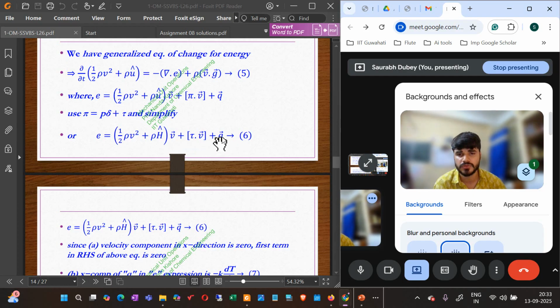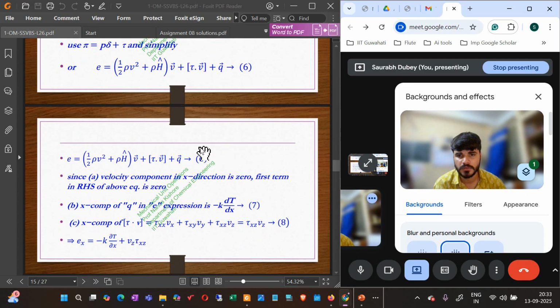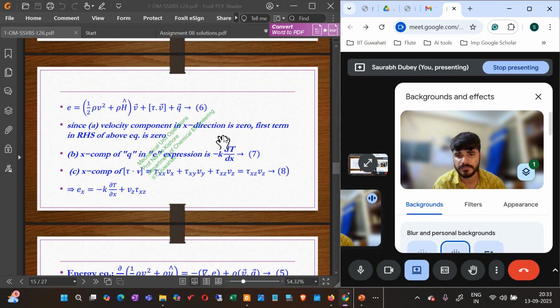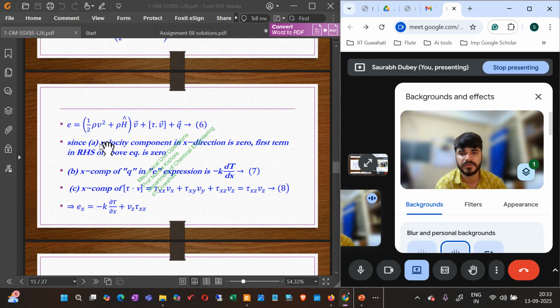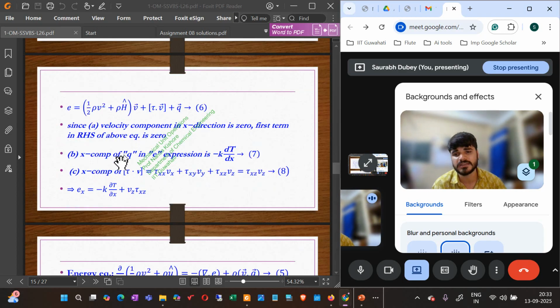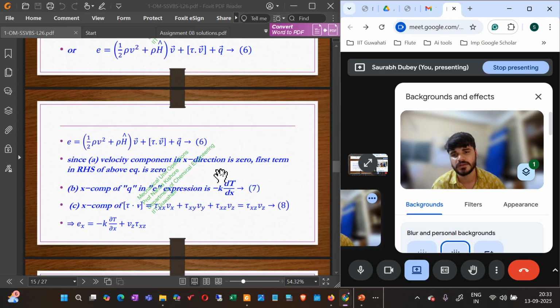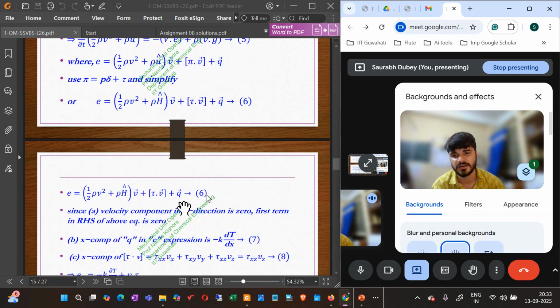Okay, so once you do these simplifications, since the velocity component in x direction is 0, the first term on the right hand side will be 0. Okay, so the x component of q in the e expression is minus k dT by dx. Okay, so this is this one in the expression of e.